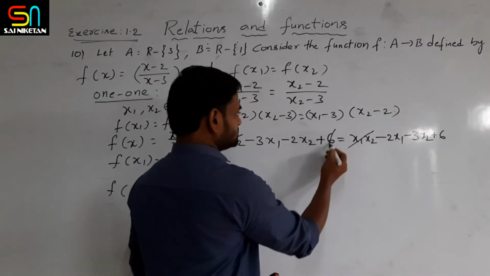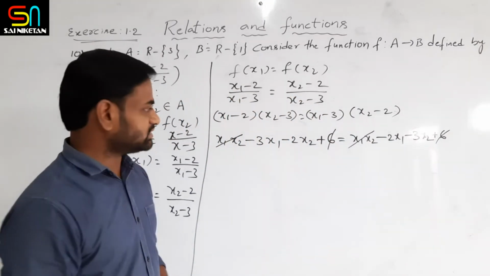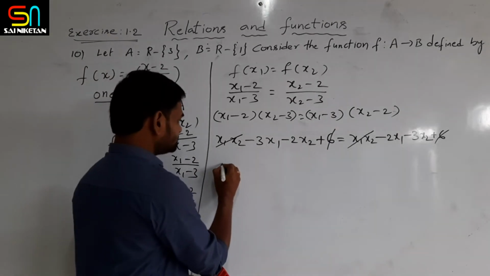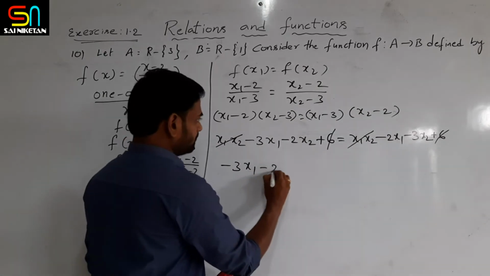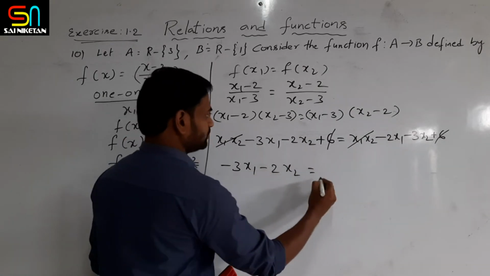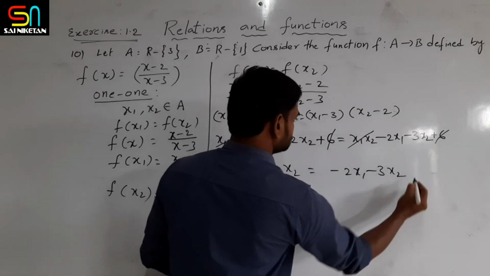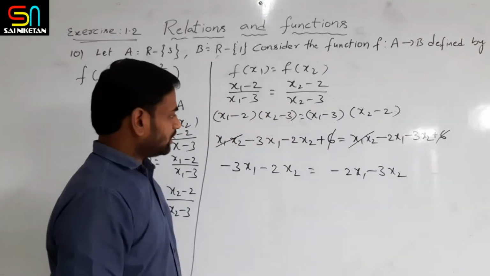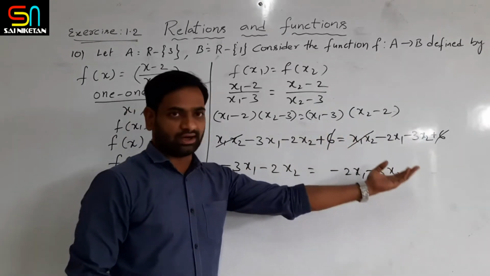Next, 6 plus 6, both are cancelled. Now what is remaining is minus 3x1 minus 2x2 is equal to minus 2x1 minus 3x2. Now we have to separate x1 terms to one side and x2 terms to another side.